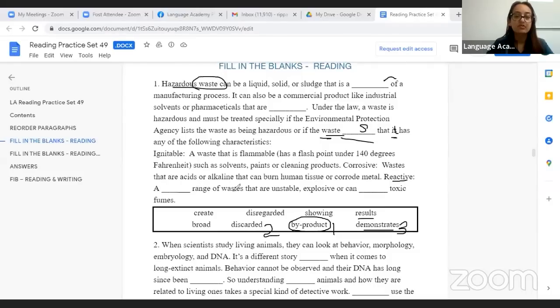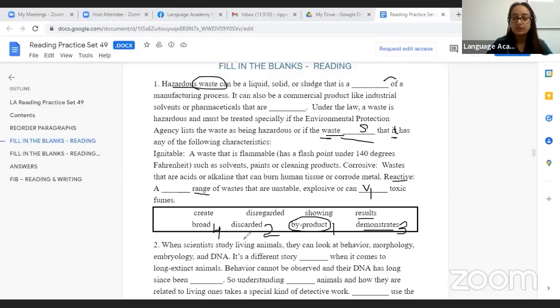A dash range of waste that are unstable. So generally, with the word range, we use broad range or wide range, these are the two words we use with range. So we do have broad here, which we can select with range: a broad range of waste that are unstable, explosive, or can dash toxic fumes. With can comes V1, and without S it should be.